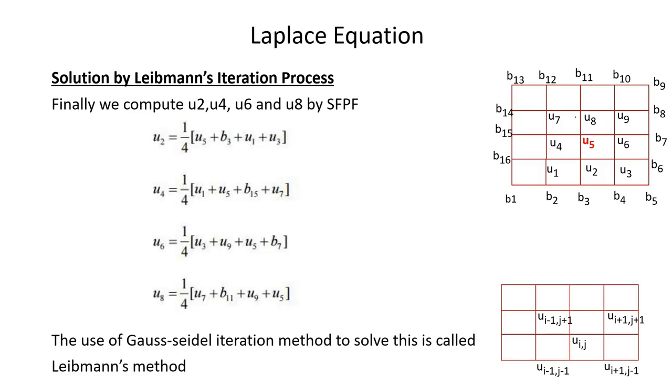So once again, you first determine the value of U5 using the standard 5-point formula, using the values of B11, B7, B3 and B15. Then determine the values of U1, U3, U7 and U9 using the diagonal 5-point formula. Then determine the values of U2, U6, U8 and U4 using the standard 5-point formula. You can use the Gauss iteration method for solving this. So this is the Laplace equation method.